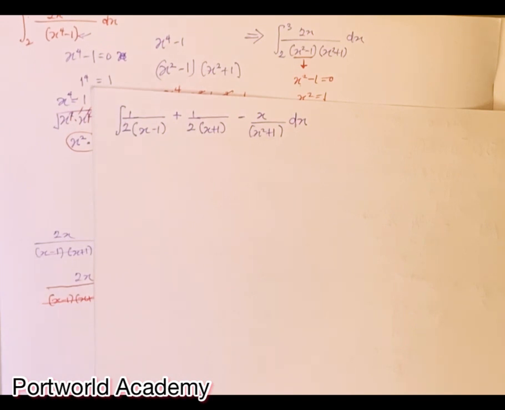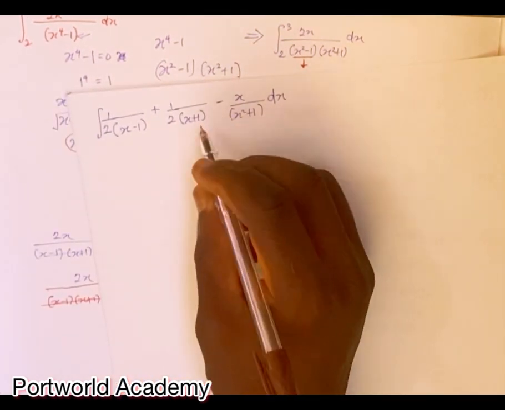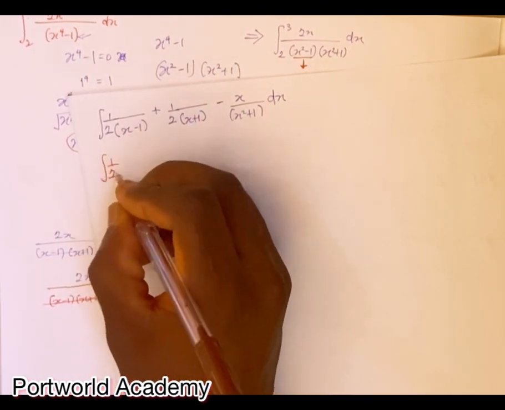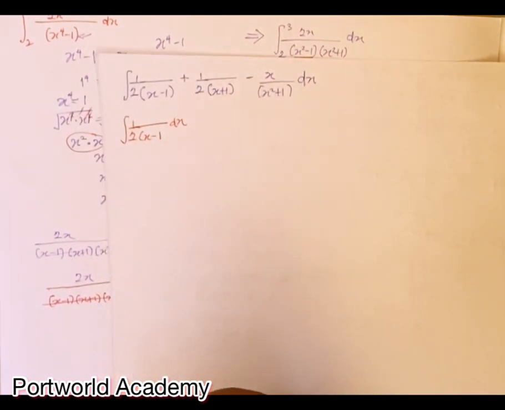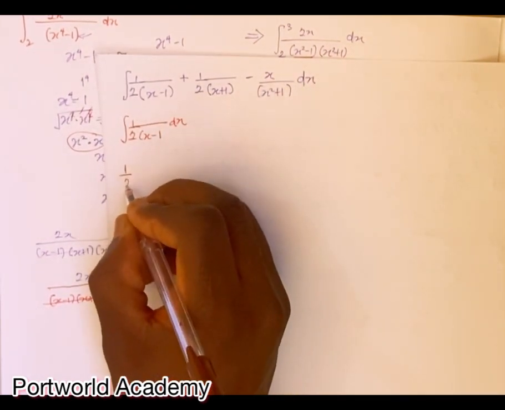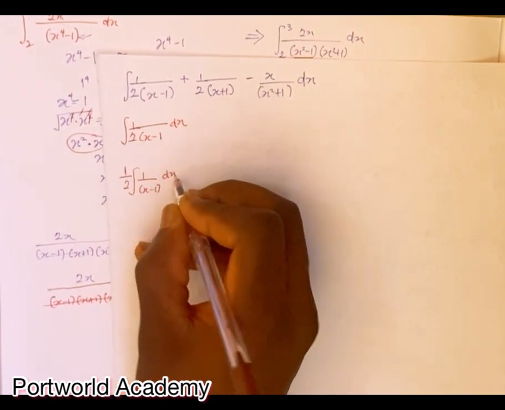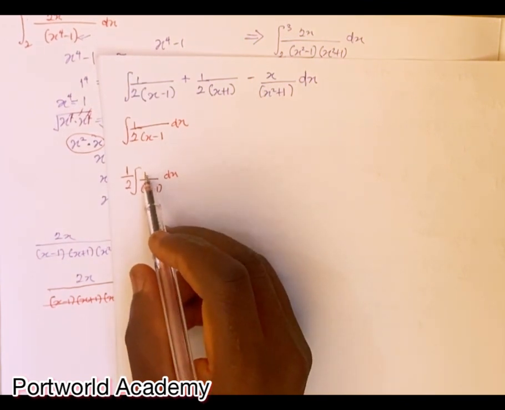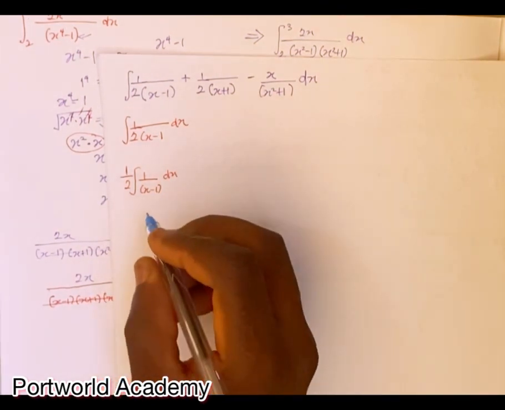I'm going to separate them one by one, and then I will integrate. Separating it, I'll have this one to be the integral of 1 over 2 into bracket x minus 1 dx. Let's deal with this first. So dealing with it, I'm going to have 1 over 2 integral of 1 over x minus 1 dx. You can recall, if I differentiate everything here and I'm having the same thing as just this, then that's ln.